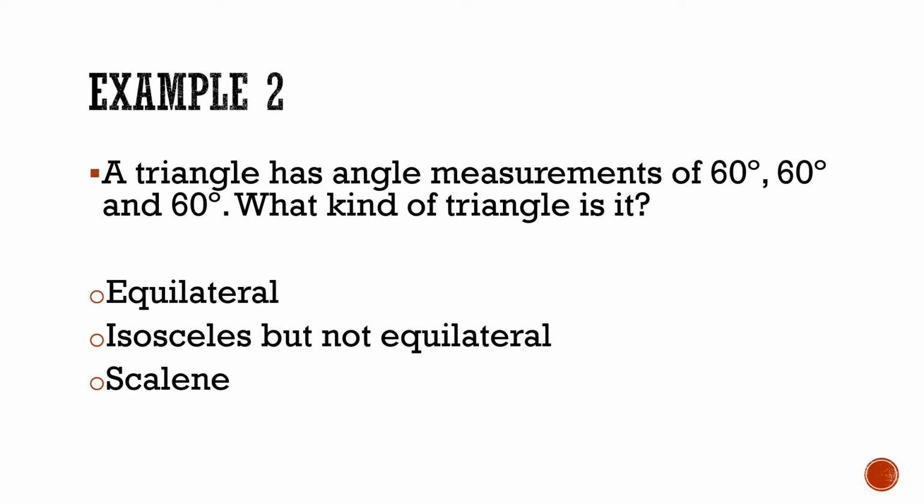Okay, pause your video for just a second and solve example 2. So we have measurements of 60 degrees, 60 degrees, and 60 degrees. So if we have three angles that are the same, then we would also have three sides that are the same, which would make it equilateral.